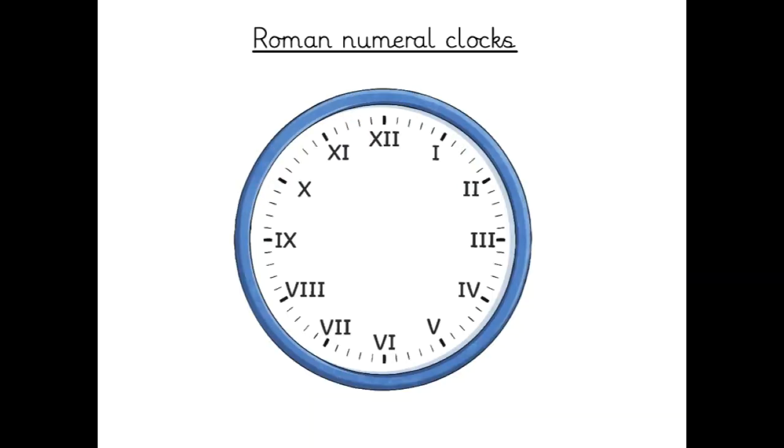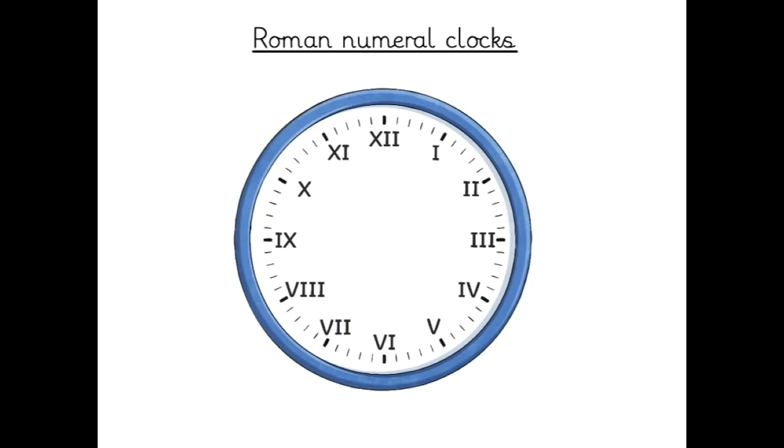Right, we're nearly there. One last thing before we finish. You might have noticed that some clocks look a bit different because they've got Roman numerals instead of numbers. So don't find this scary, because it's just exactly the same. We tell the time in the same way. It's just that the numbers are now Roman numerals.